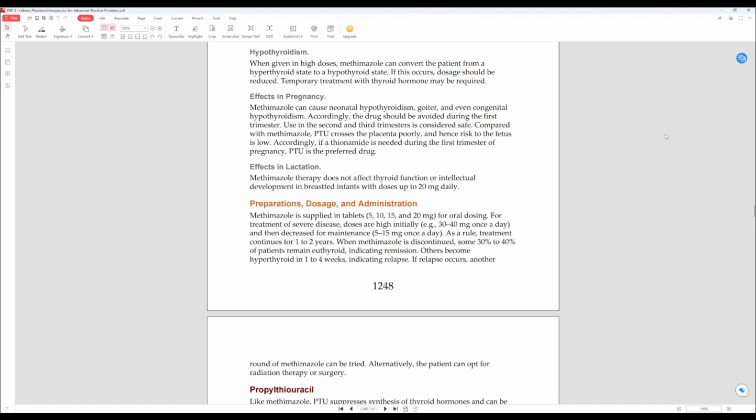So, its effects in lactation. Methimazole therapy does not affect thyroid function or intellectual development in breastfed infants, with doses up to 20 milligrams daily.